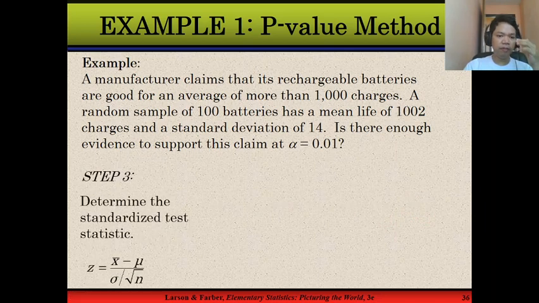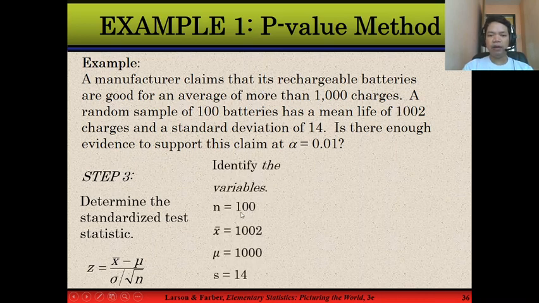Step 3, determine the standardized test statistics. Okay, dahil ang sample natin ay 100, tapos given sample standard deviation. Dito pa lang, sa sample pa lang, alam ko na nagagamitin ko ay z-test. Okay, then identify natin mga variables dun sa problem.